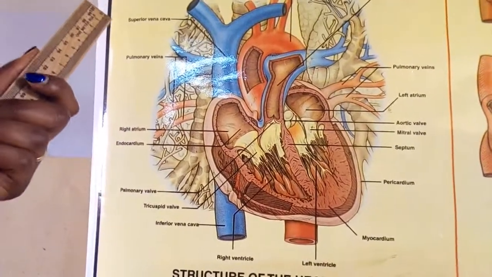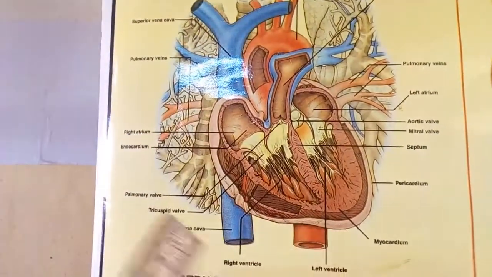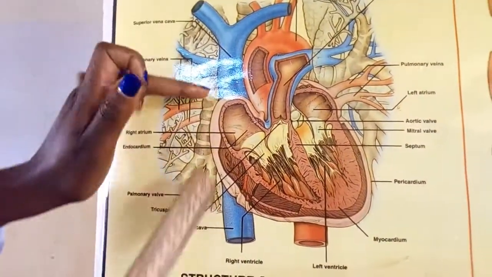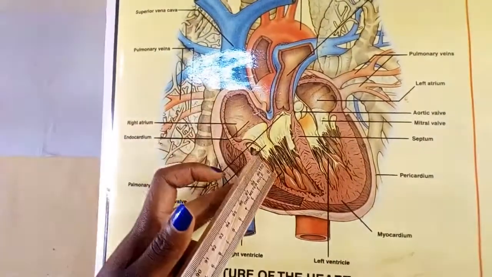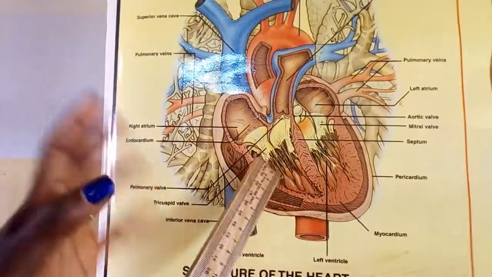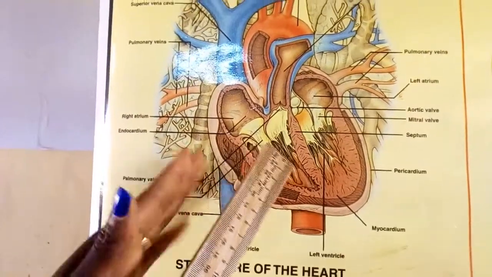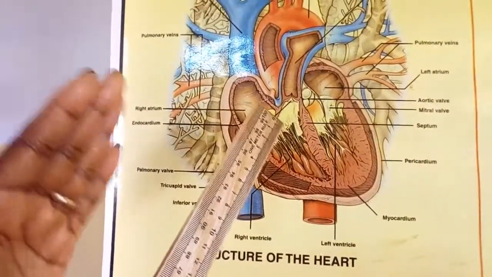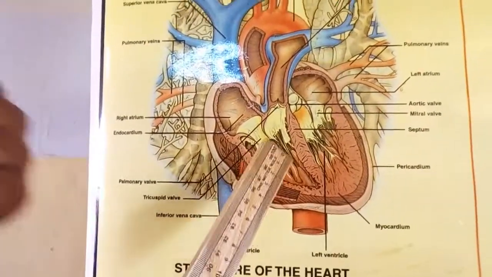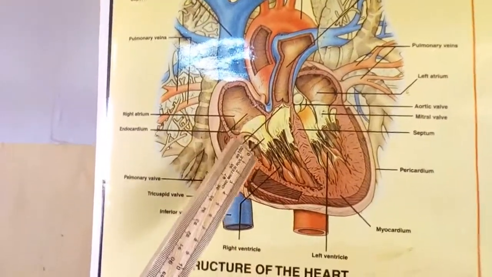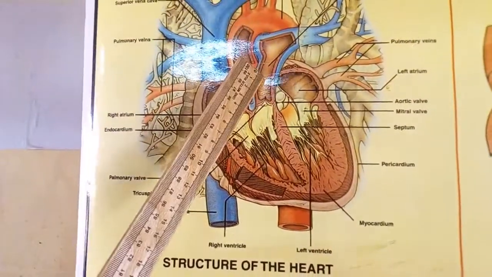Now, the blood from all parts of the body, from the upper body and from the lower body, is carried by the vena cava to the right atrium, and then it is pumped to the right ventricle through the action of contraction and relaxation of cardiac muscles. And this blood, remember, is still deoxygenated, and it has to be oxygenated before it is pumped to the entire body. So for it to be oxygenated, it has to be carried by the pulmonary artery.